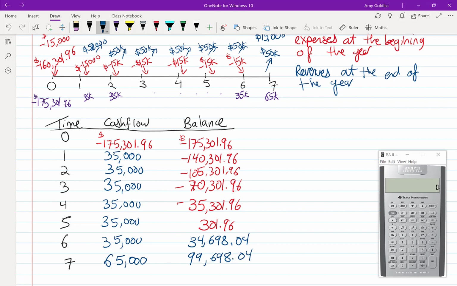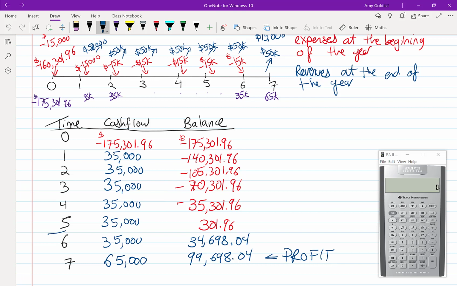So when I look at this, the first thing I'm going to say is we do have a profit. Overall, we will make money. $99,000. That's not bad. But what we're going to look at is our payback, our net present value, and our IRR. Let's start with payback.